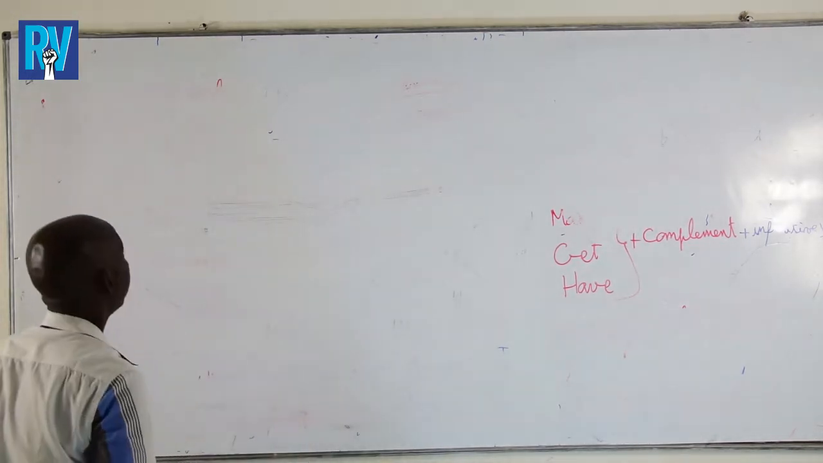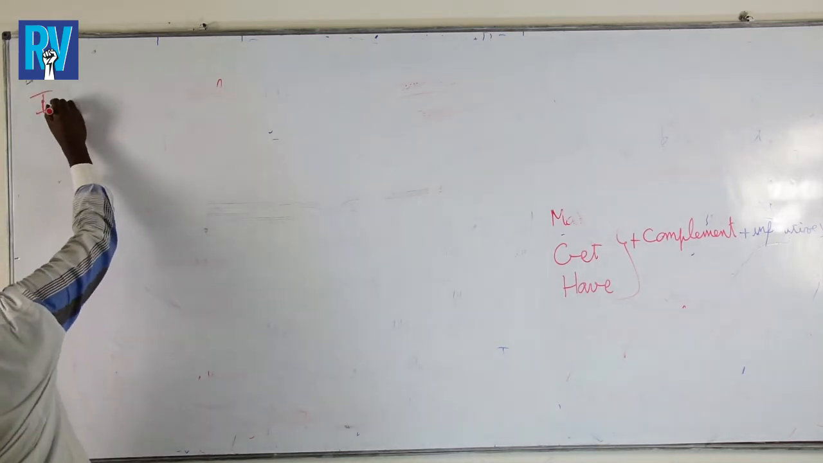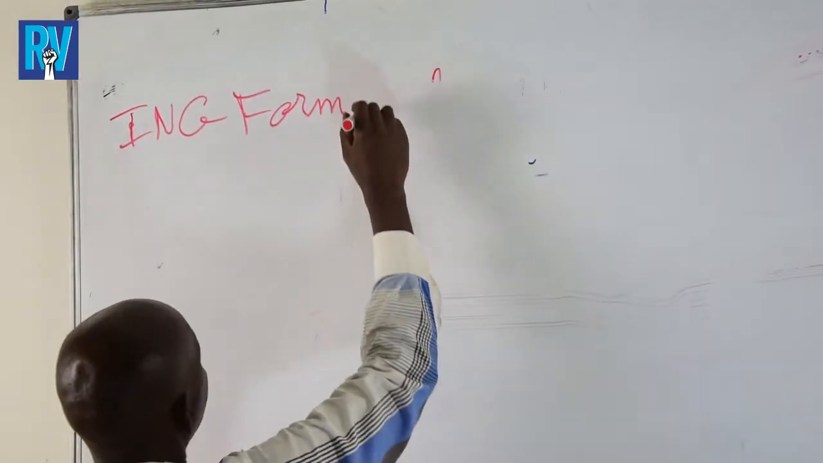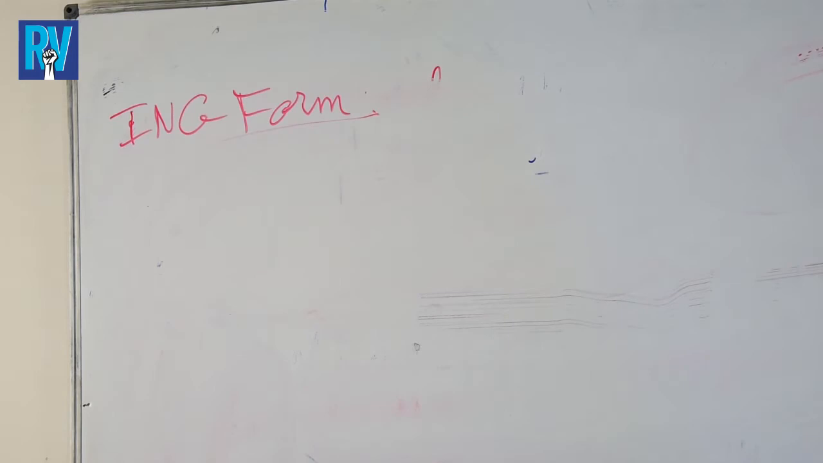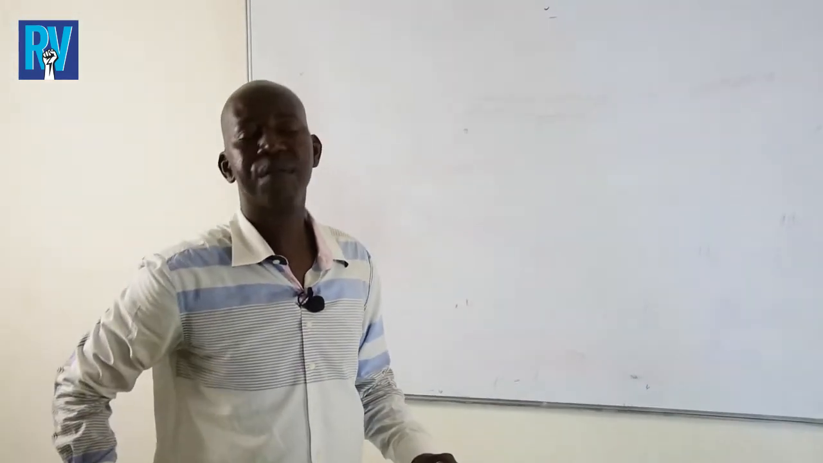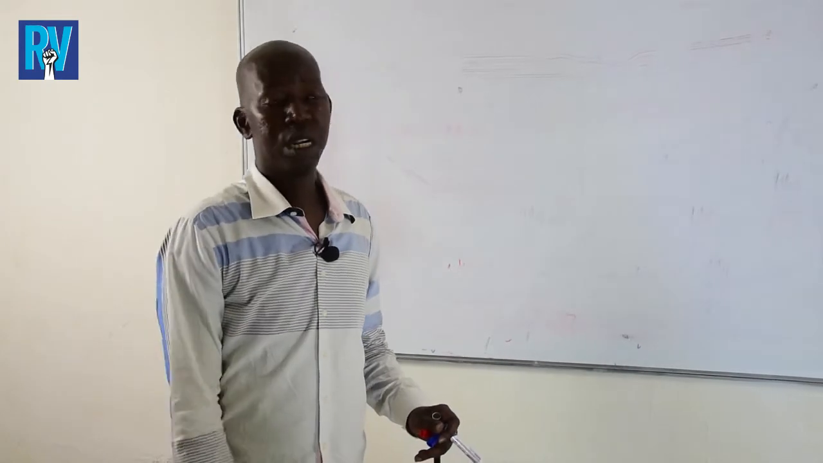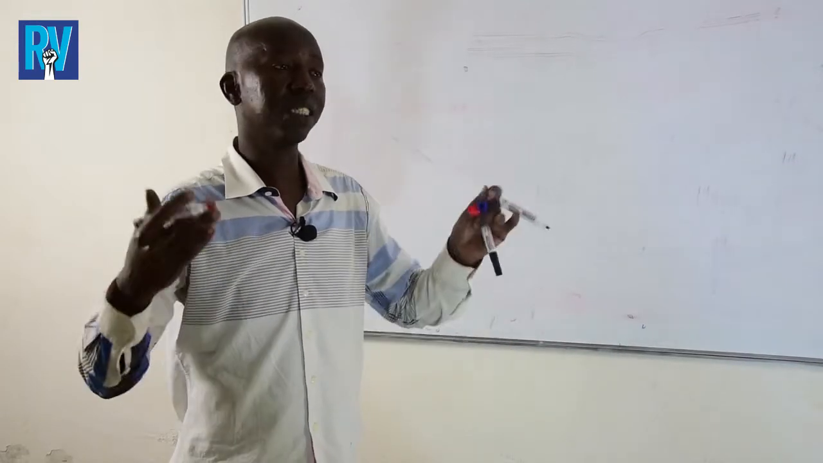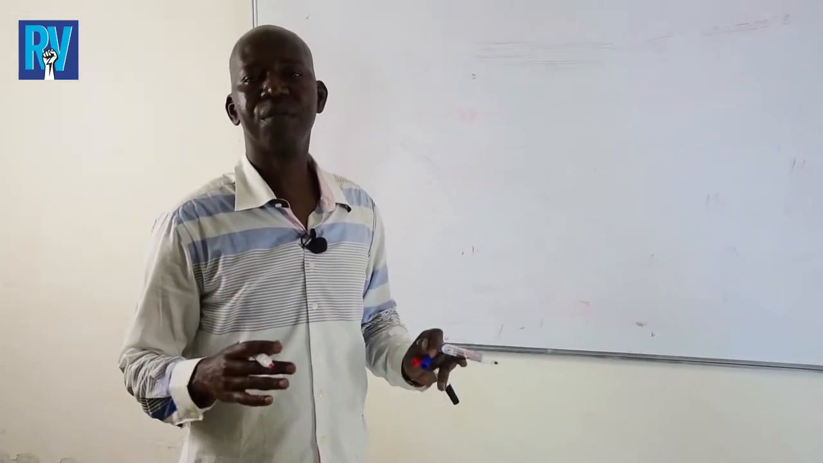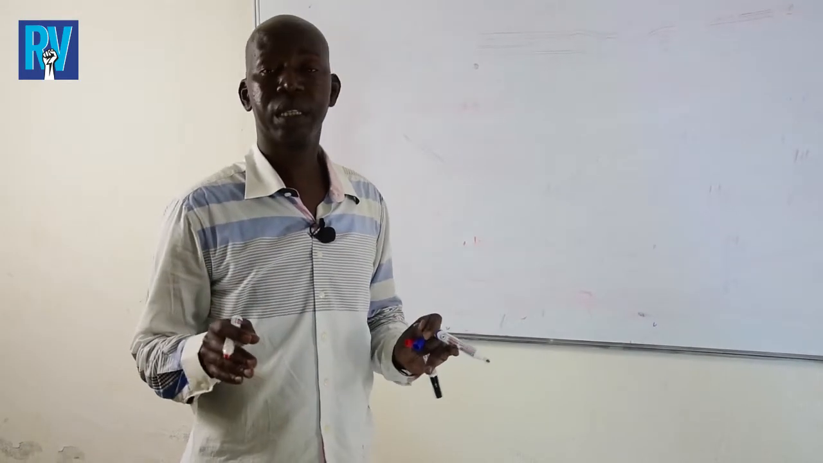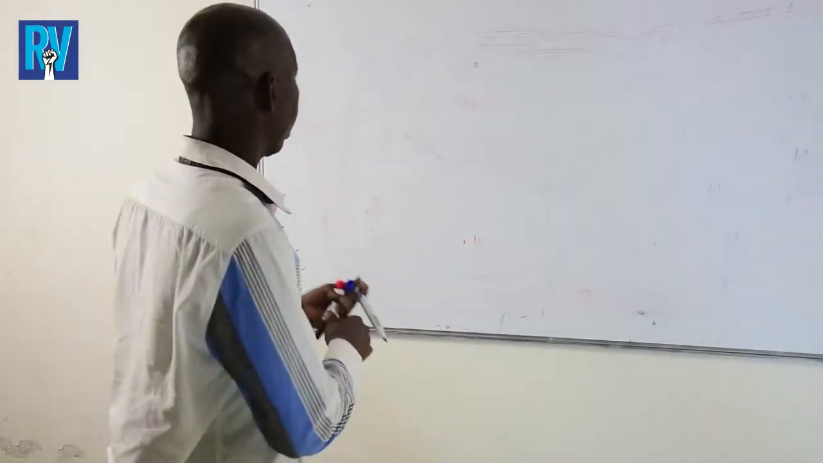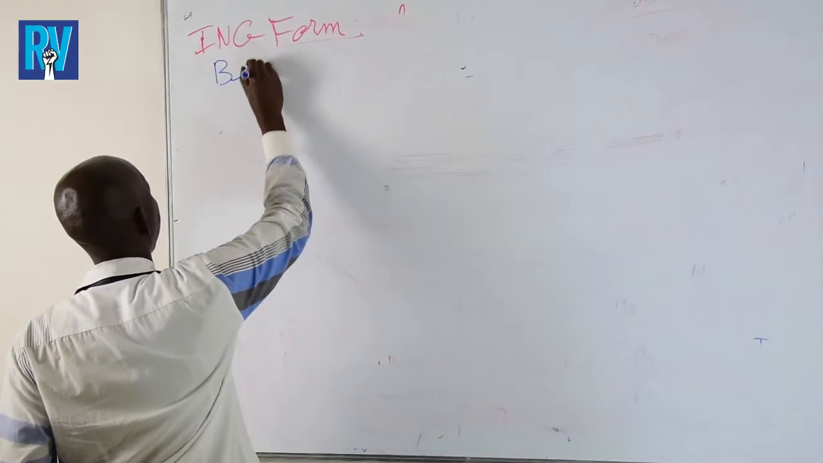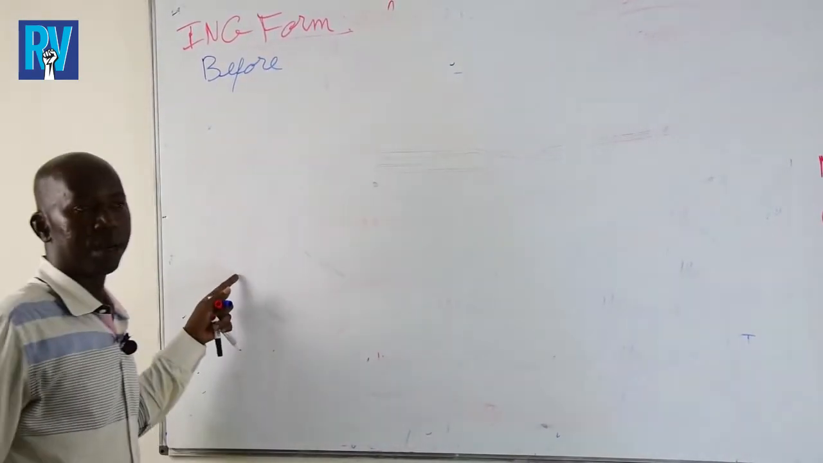Okay, let us see the ing form. Okay, here I'm going to give a list of words and phrases. Je vais donner une liste de mots et d'expressions. Ces mots-là et ces expressions, à chaque fois que vous les avez devant un verbe, le verbe s'écrit avec la forme ing. On met à la fin du verbe ing. So here is the list. I have before. Devant un verbe, le verbe prend la forme ing.